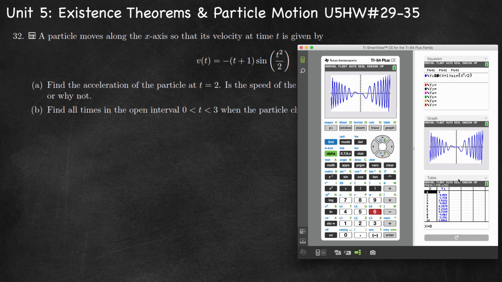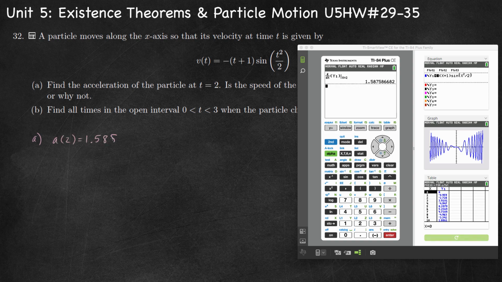Okay, that looks interesting. And we're trying to find the acceleration at time 2, and I'm going to do that using Math 8. So derivative with respect to x. I want to take the derivative of my velocity equation, so I'm going to hit y1. And I want that derivative when my input value is 2. So I get 1.587 or 1.588. A of 2 equals 1.588.